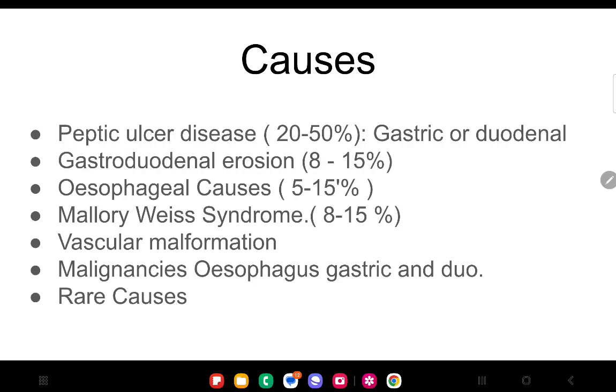Other causes are vascular malformation, which is rare. Malignancies of the esophagus can also be a cause of bleeding. Malignancies and benign tumors of the stomach can also be a cause of upper GIT bleeding. Duodenal carcinoma can also be a cause.